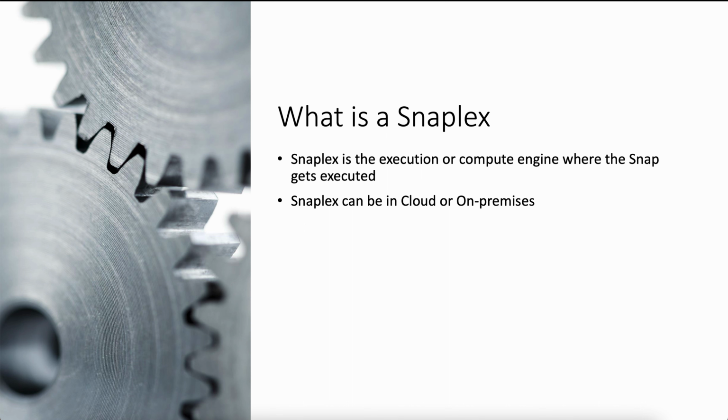Whenever it runs in the cloud, it is called a Cloudplex. Whenever it is within your control, running on your private cloud, it is called a Groundplex. So those are the two different types of Snaplex.